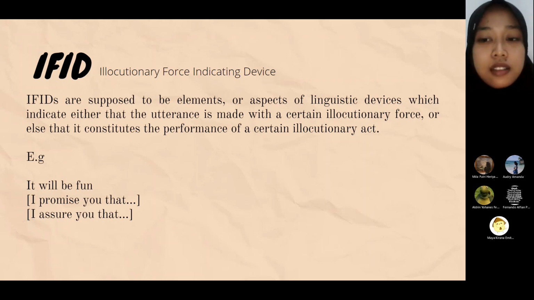Usually, there is a performative verb that explicitly mentions the illocutionary act performed, but speakers do not always perform their speech act explicitly. For example, "It will be fun" may have two meanings: "I promise you that it will be fun," or "I assure you that it will be fun." In addition to performative verbs, IFID can be identified by word order, mood, stress, and intonation. So that's all for me. The next method will be presented by the next person.